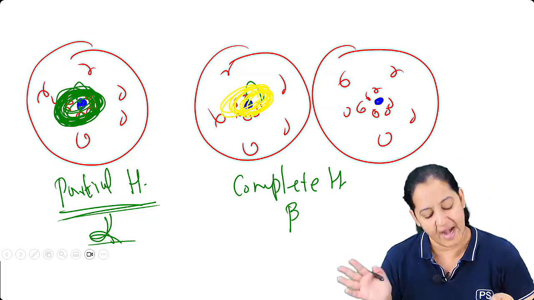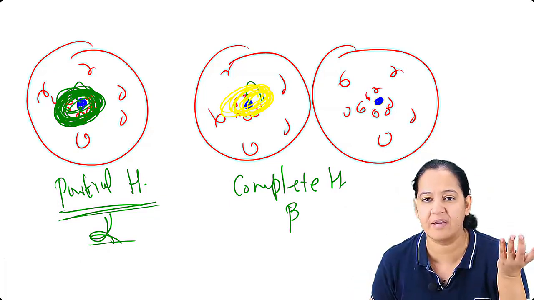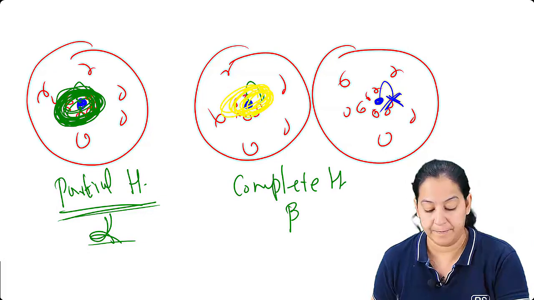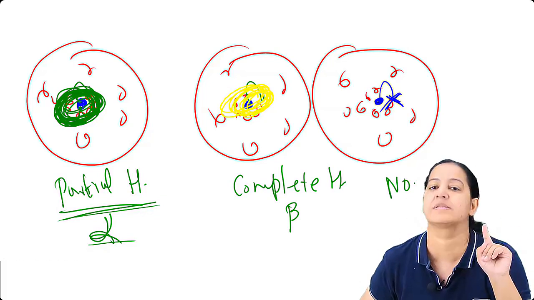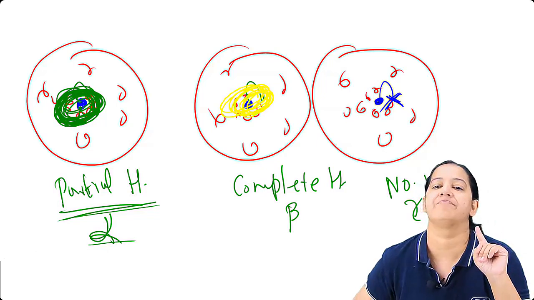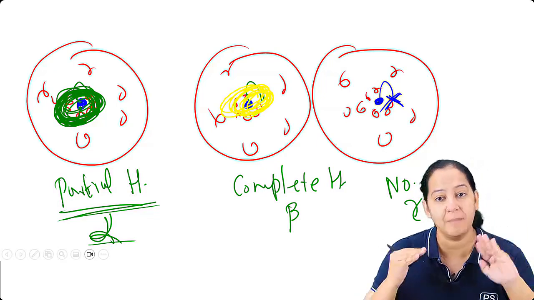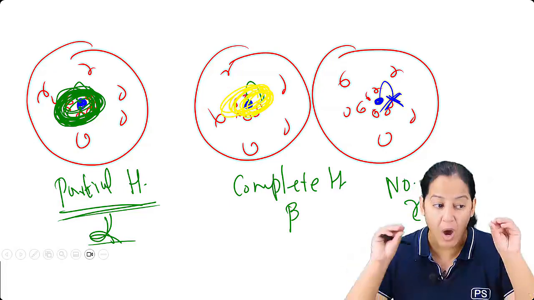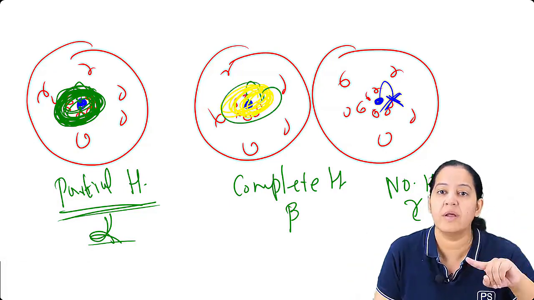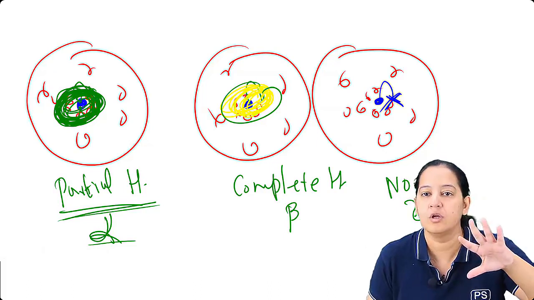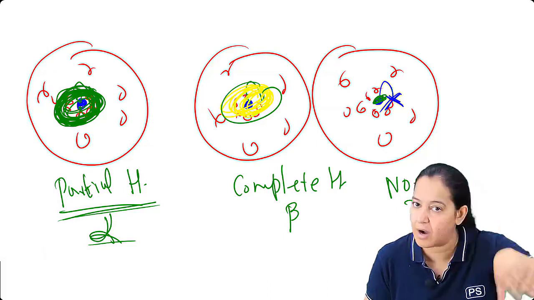And the third possibility, the bacteria is not at all hemolyzing the RBC. Not partial, not complete. So no hemolysis is gamma. So alpha is partial, beta is complete, gamma is no. So around the colony, here you get green color zone, here you get transparent zone, and here you get only colony, no zone. Around the colony you don't get anything.